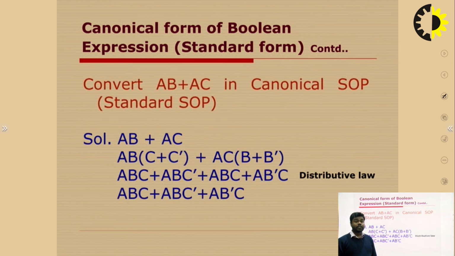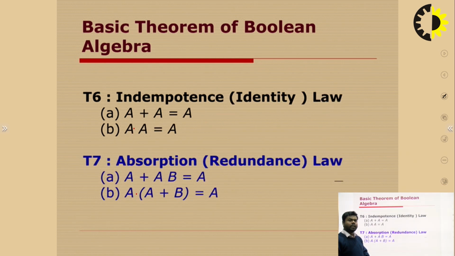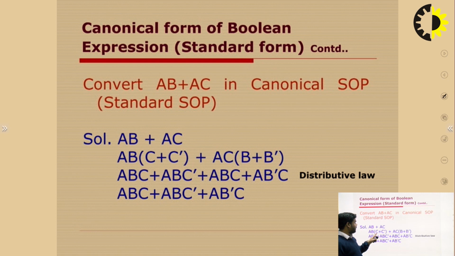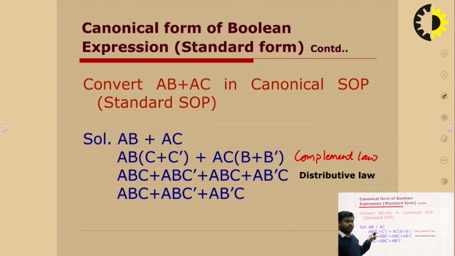Now, how to change to the standard form? We are going to solve it. Convert ab plus ac into a canonical SOP, meaning standard SOP. Here ab plus ac. We can use the identity law, or you can say the complement law. From the complement law, I have told you, here c is missing, here b is missing. From the complement law, c plus c dash equals 1.